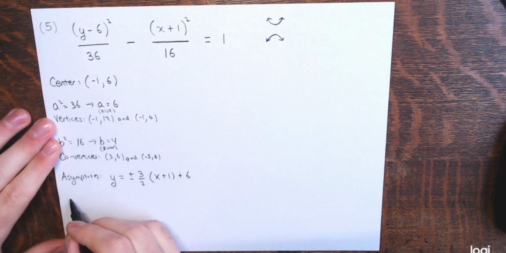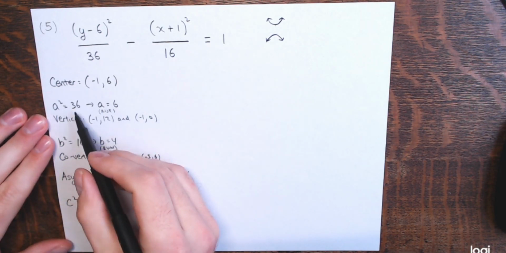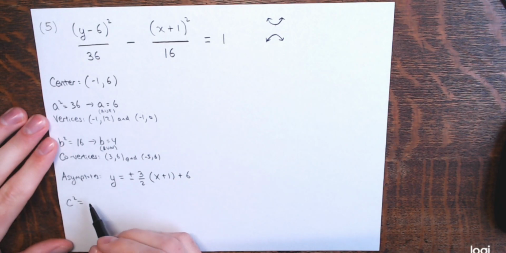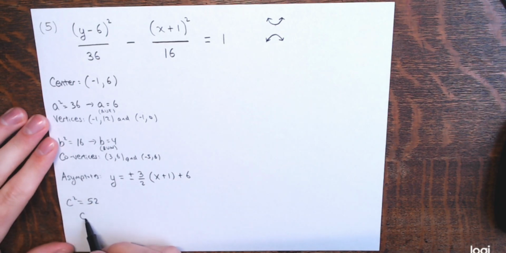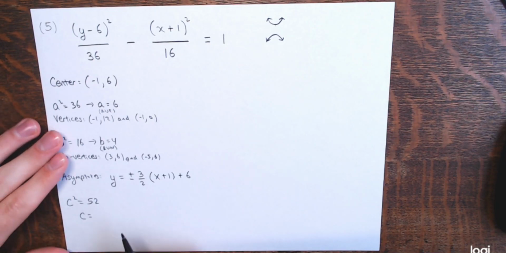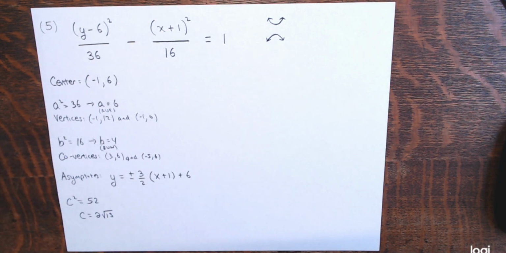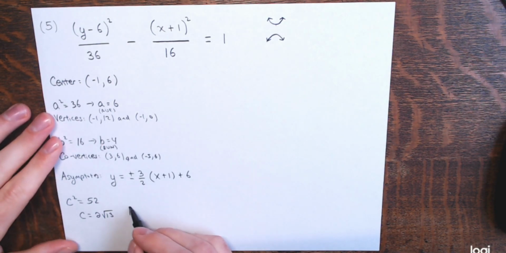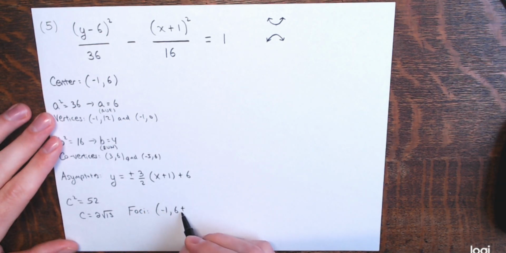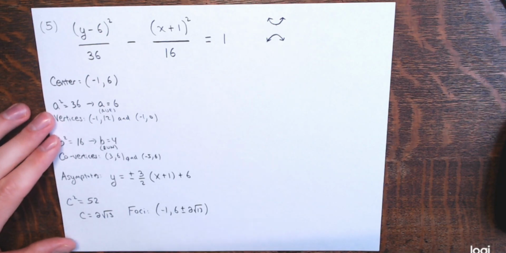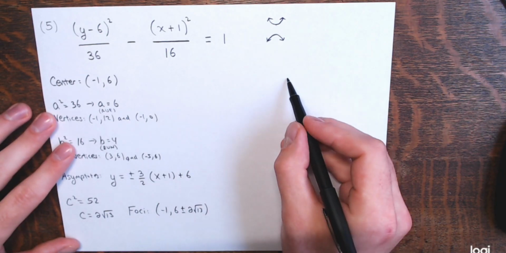And then c squared is a squared plus b squared, which would be 52. 40 plus 12, right? 52. So c is the square root of 52. 52 is 4 times 13, so that's 2 times the square root of 13. And this gets added and subtracted to the y coordinate of the center for the foci. So the foci are at negative 1 and then 6 plus or minus 2 root 13. And there's your foci. And I put all this information on a graph.